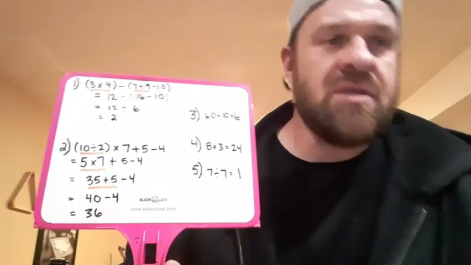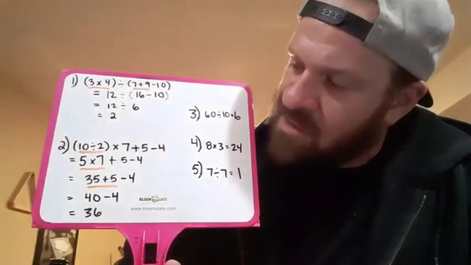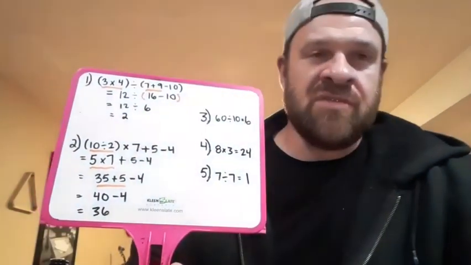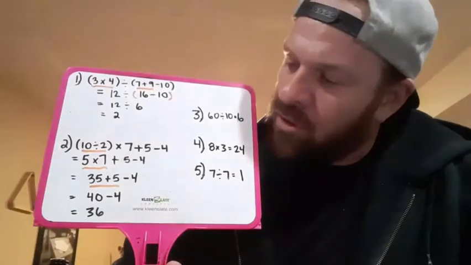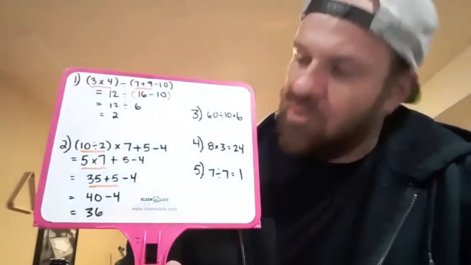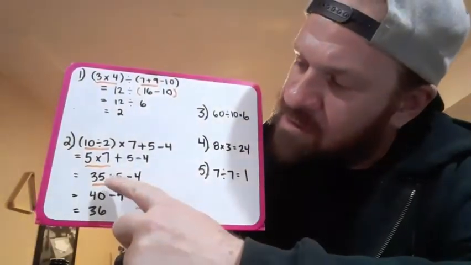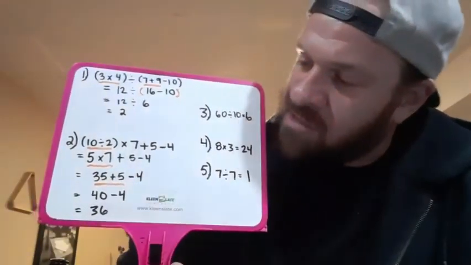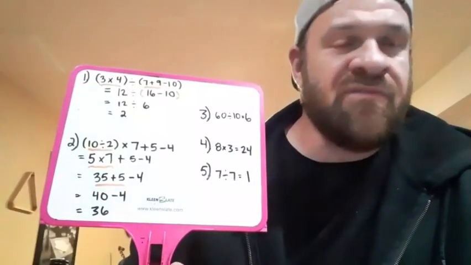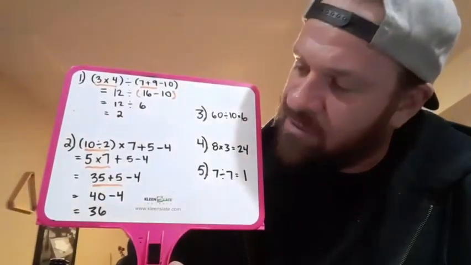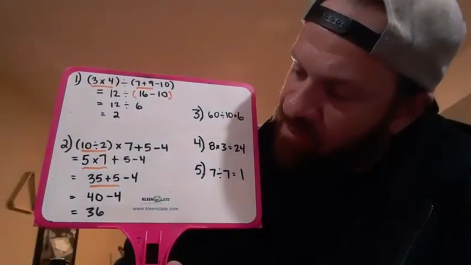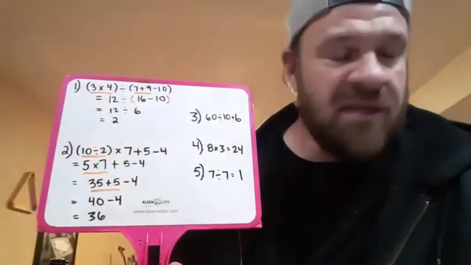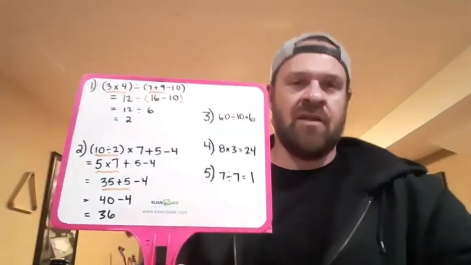And because PEMDAS tells us that whichever one of these signs comes first from left to right in order is the first one we're going to do, in this case, it's the addition sign. That tells us that 35 plus 5 is the first part of the problem, and then we subtract the 4. So 35 plus 5 is 40, minus the 4, and ultimately that gives us 36 for our final answer.